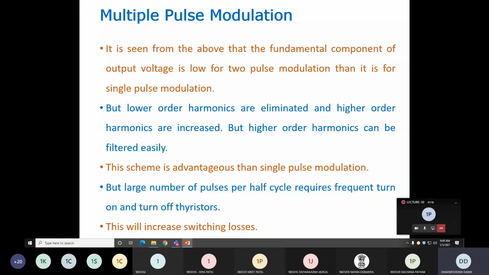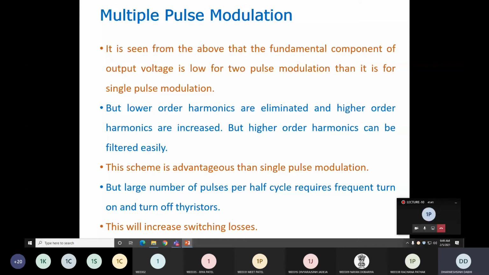But again, one disadvantage in this method is that as you increase the number of pulses, you require the switch to turn on and off a large number of times. So that creates switching loss in the inverter. As the number of pulses is high, you require to turn on and turn off your thyristor more frequently.